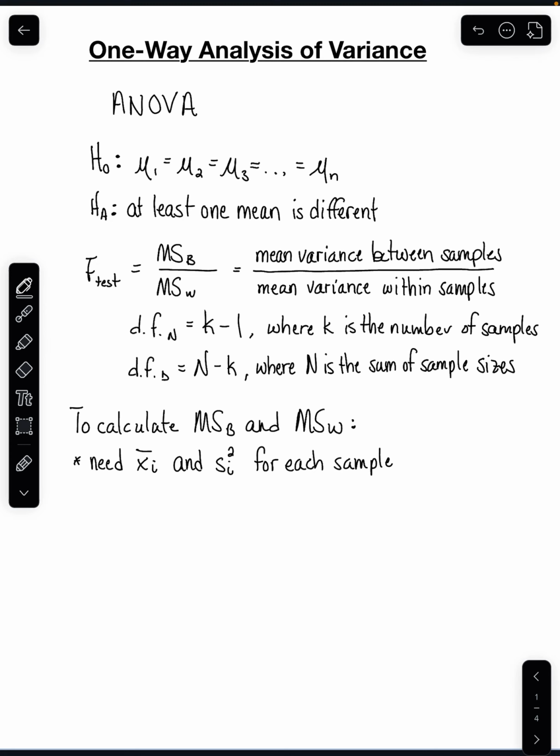We're also going to need something known as the grand mean. The grand mean, which is denoted x with 2 bars on top of it, is going to come from adding up all of the sample values from all of the samples and dividing by the total sum of all of the sample sizes. So rather than find the mean of each individual sample, the grand mean comes from the idea of what if we lumped it all into one big thing?